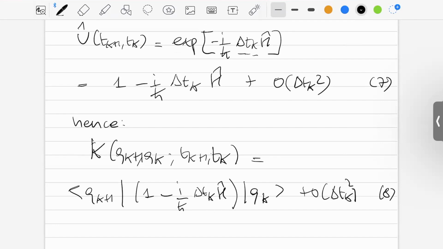So now how do we proceed from here? Well, here you see that this is a matrix element of the Hamiltonian. You have on the left an eigenstate of the position operator, then the Hamiltonian, then on the right another eigenstate of the position operator. So we just need this object, q of k plus 1, H, q of k. In order to do this, I can use the trick of writing the identity in terms of an integral, in this case over the momentum.